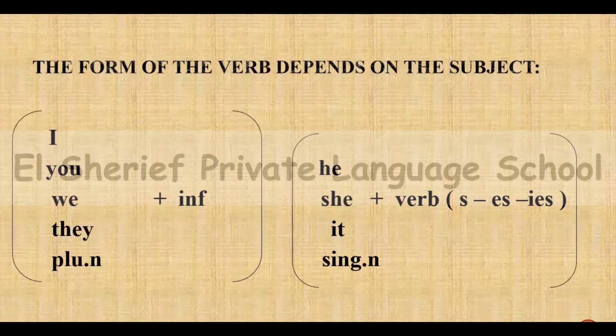And let's move to the form. The form of the verb depends on the subject. As you can see, I, you, we, they, and any plural noun are followed by the infinitive, or the bare verb as we call it. So, I play, you play, we play, they play, and any plural noun like boys and girls. And he and she and it and any singular noun are followed by the verb plus s or es or ies. For example, he plays, she plays, it plays.